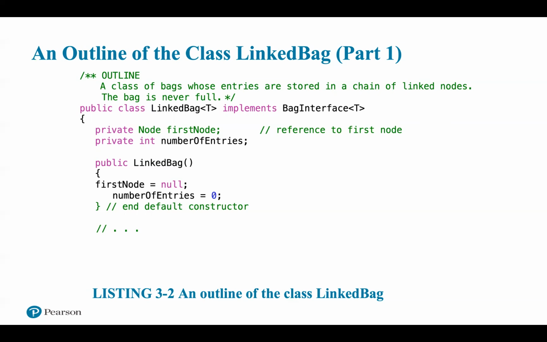So the listing contains an outline of the class LinkedBag that implements ADT bag. It contains the class Node as an inner class. Recall that chapter 1 introduced the interface BagInterface, and the classes that implement it define a generic type for the objects in a bag. The identifier T that we use for this generic type must match the one that we use within the inner class Node.